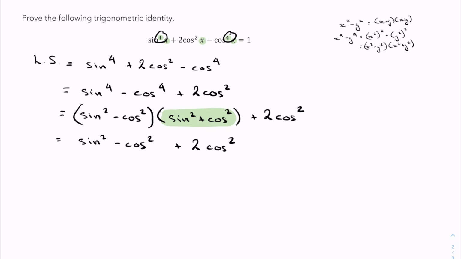Aha. I already see the end. It is in sight, because these two guys here, they are like terms, in quotes. I can combine them together, and I get sine squared plus cos squared. And once again, the Pythagorean identity equals 1, which equals the right side, and that completes the proof.